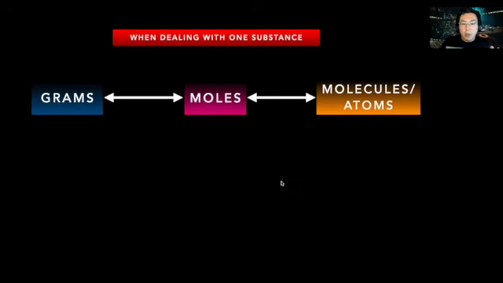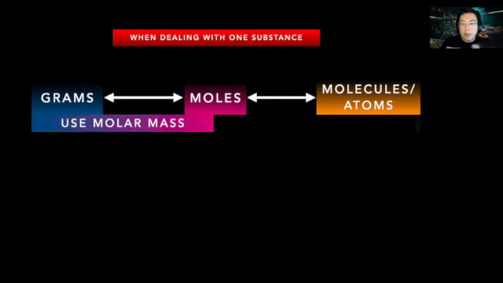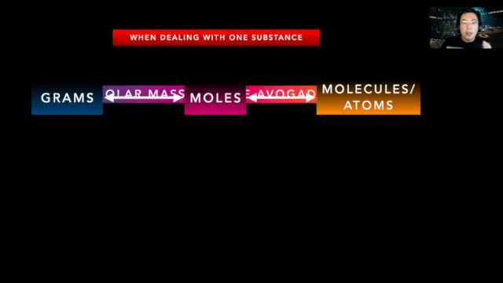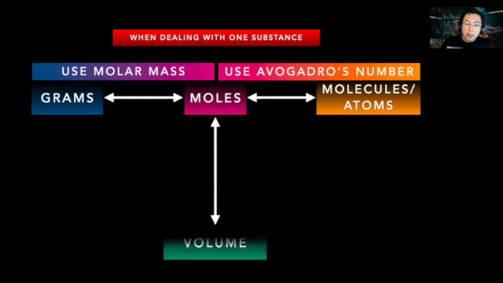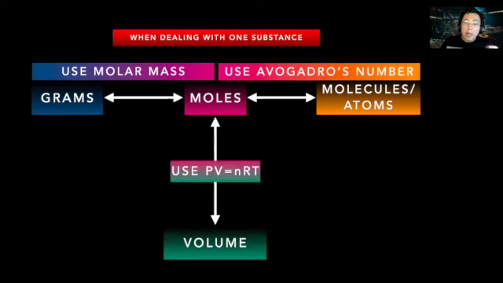Before, we had the mass conversions between grams and molecules or atoms, both of them going to moles, using a specific conversion factor. Whenever we talk about volume, we're going to use the ideal gas law as the conversion factor. This is the tool that we need to use to go from moles to volume or volume to moles. In other words, from liters to moles or from moles to liters.